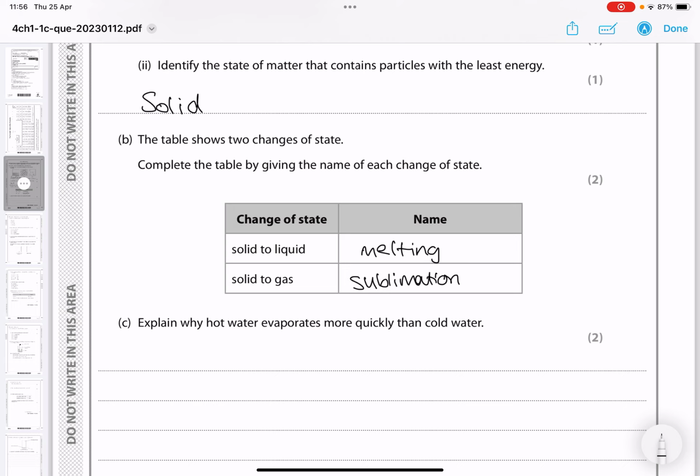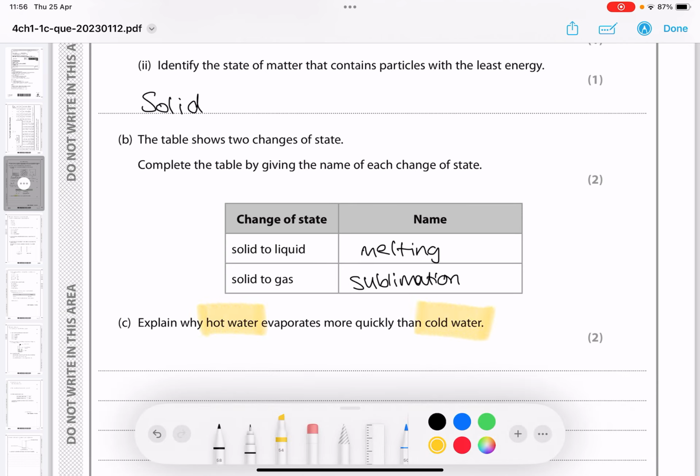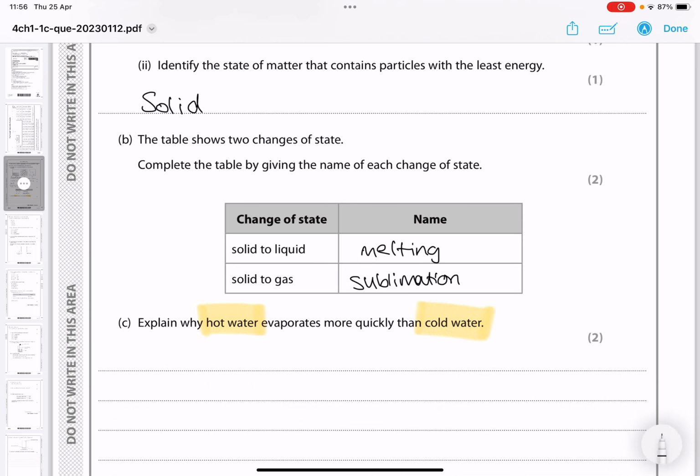Next, explain why hot water evaporates more quickly than cold water. Okay, so hot water and cold water. If you think about it, in hot water, the temperature of the water is going to be much higher. And what does this mean for the particles? Well, if the temperature is higher, that means the particles in hot water, they have much more kinetic energy. Okay, and what this means is that the particles are going to be moving much faster in hot water than in cold water, because if they have more kinetic energy, they're going to move more rapidly and faster.